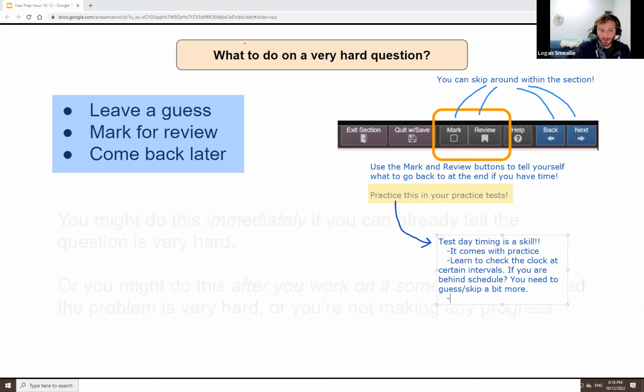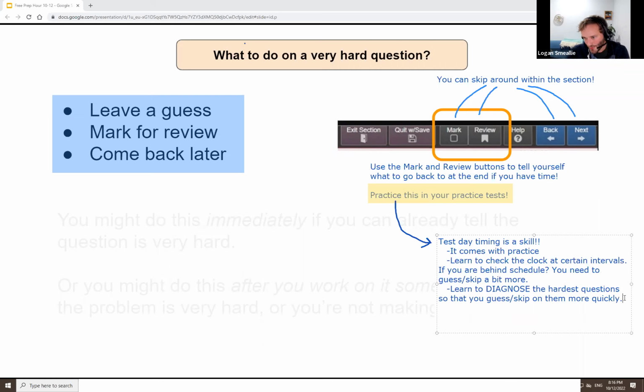And this is the part that is really relevant to what we're talking about tonight. Learn to diagnose, that's the word we're going to be using, the hardest questions, so that you guess and skip on them more quickly. These are some of the ways you can actually improve your test day timing. There's other techniques you could use, but this is kind of an intro into leading us into, why does this matter?